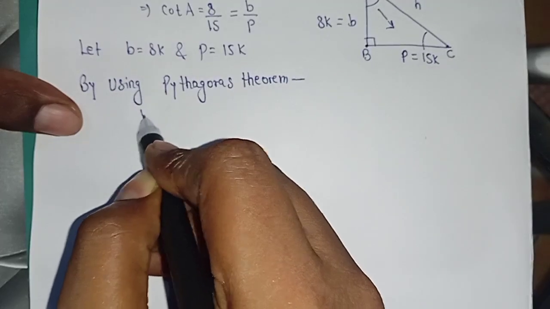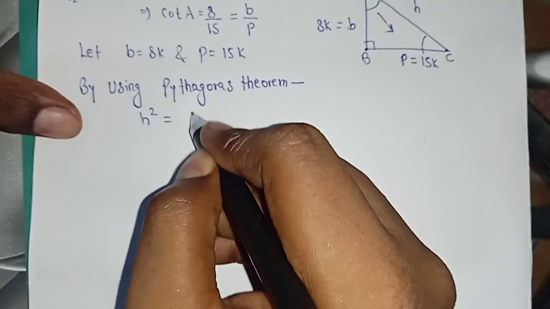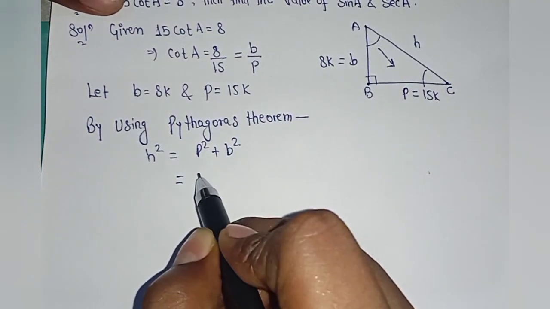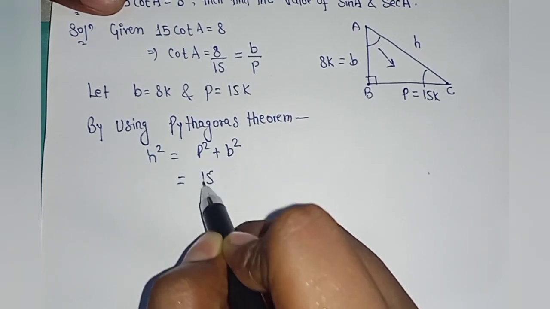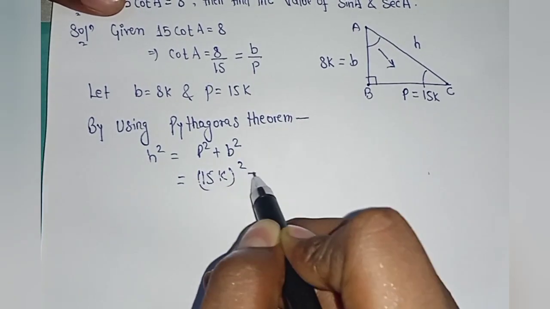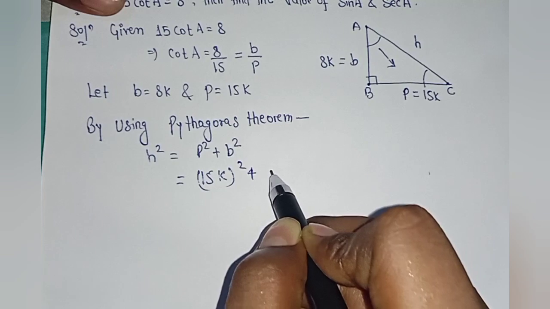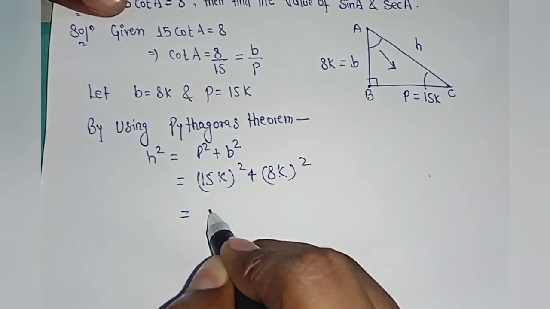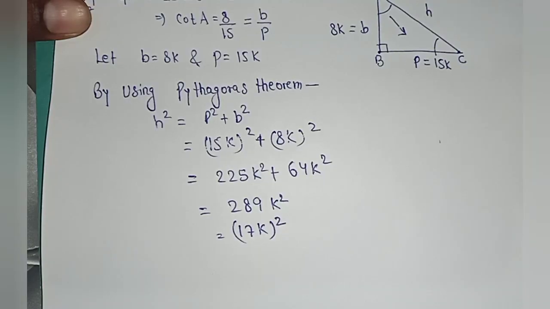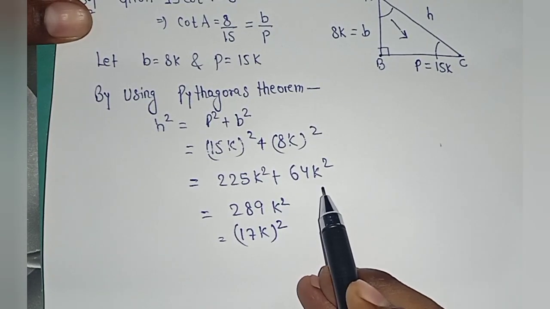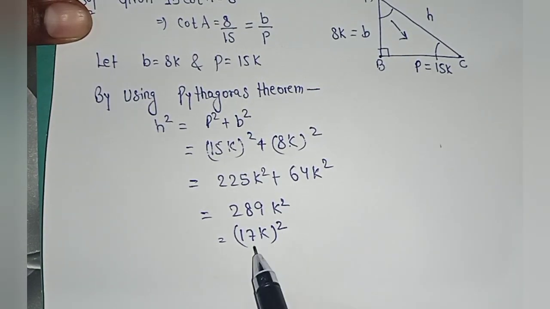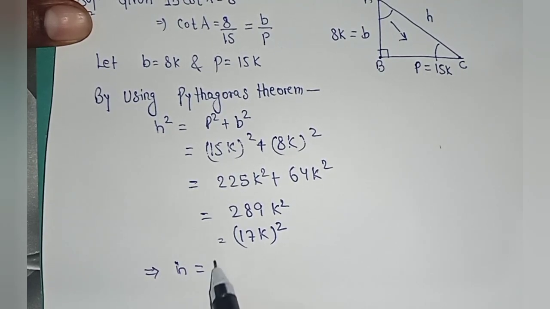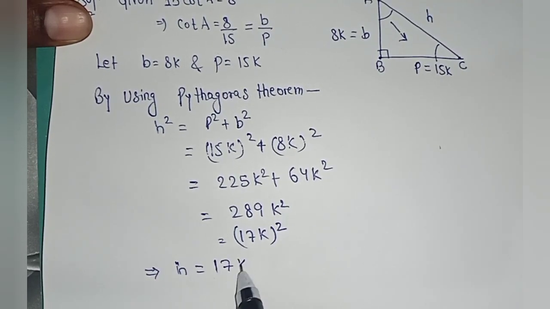So h square equals p square plus b square. So the perpendicular is 15k whole square plus base is 8k whole square. So this is 225k square. So 225k square plus 64k square equals 289k square, which is 17 square. So the hypotenuse that comes out will be 17k.